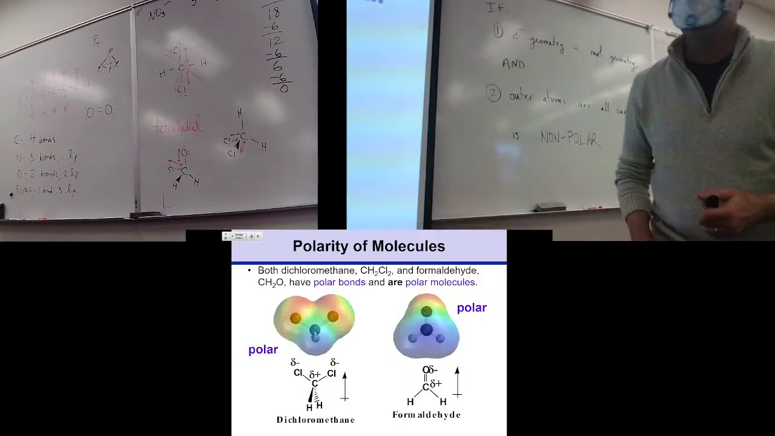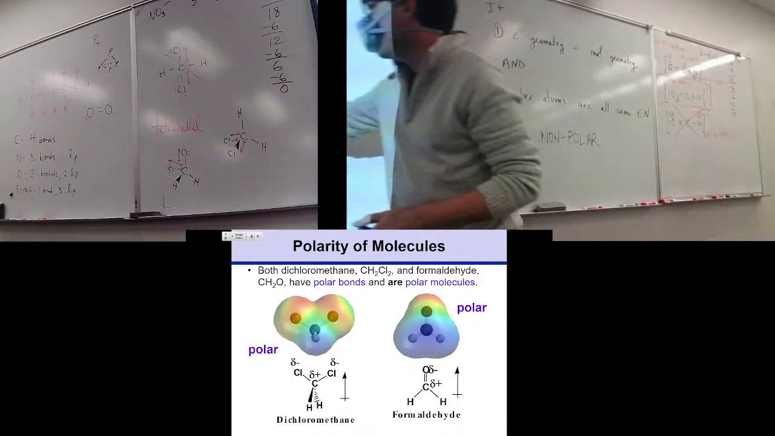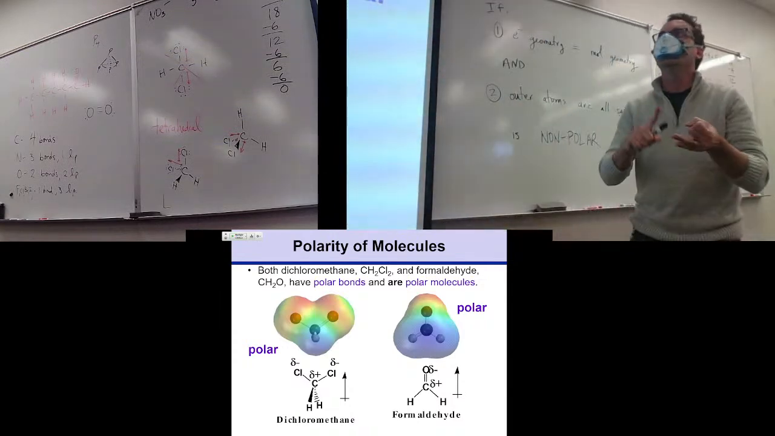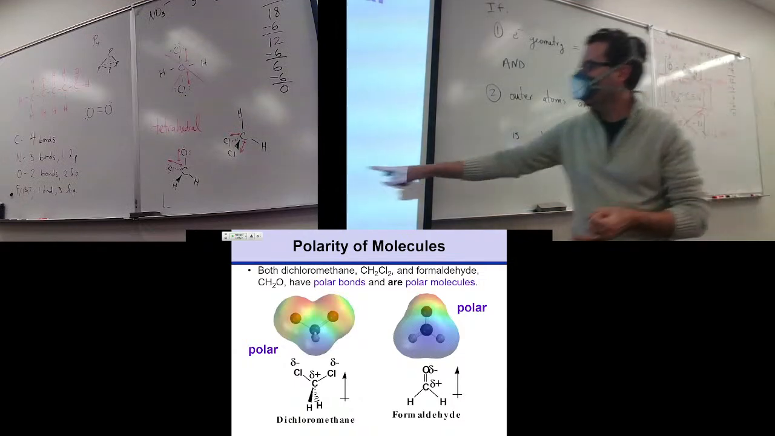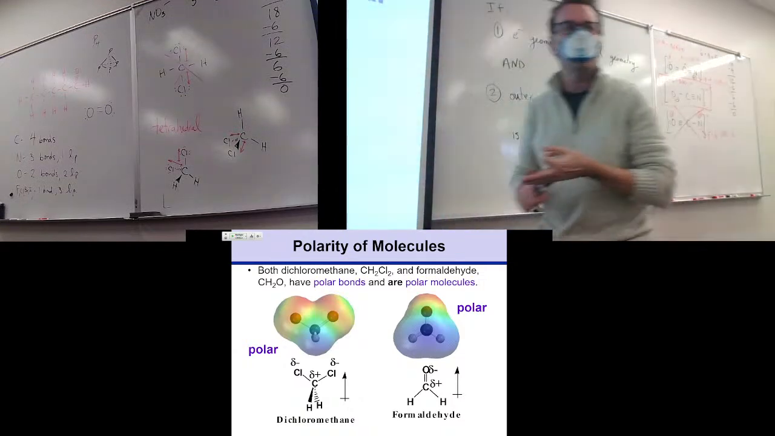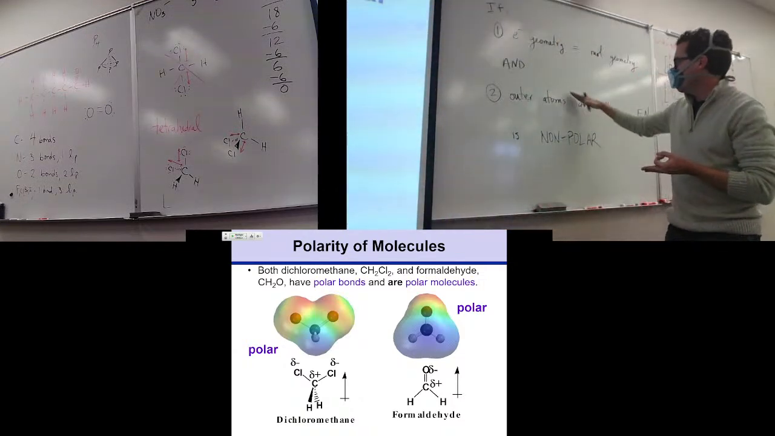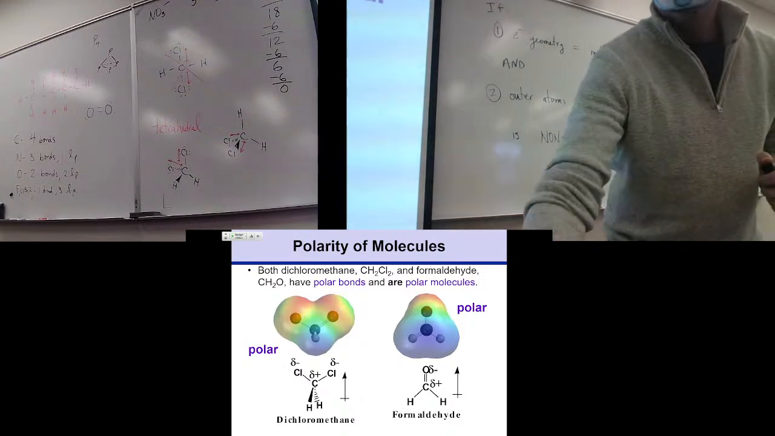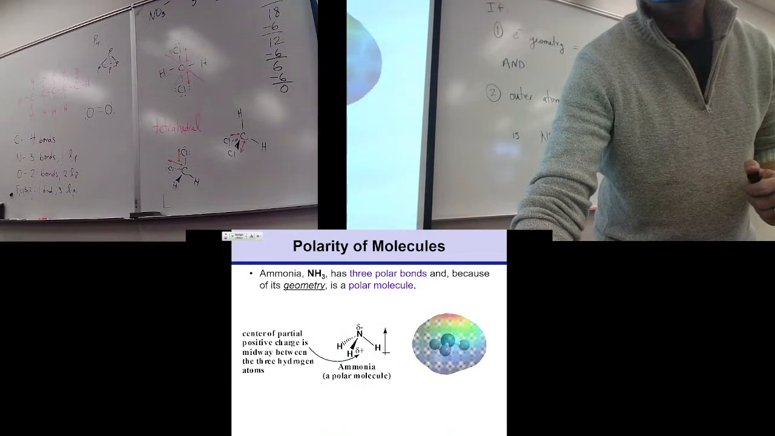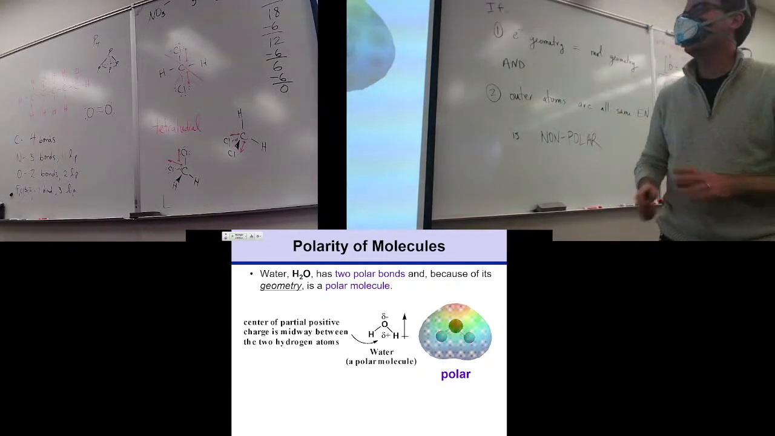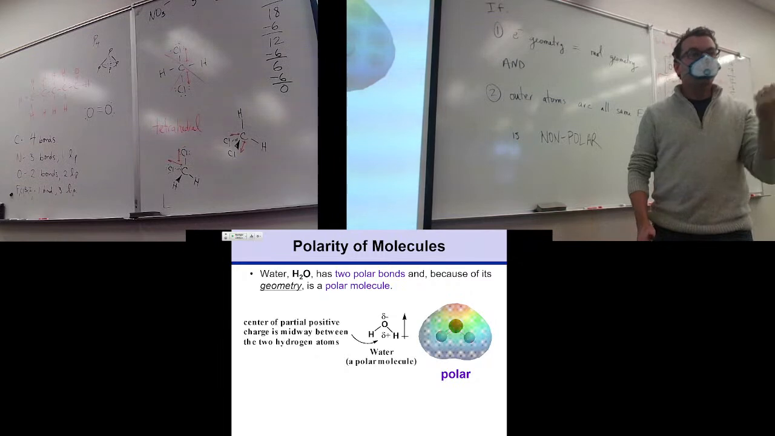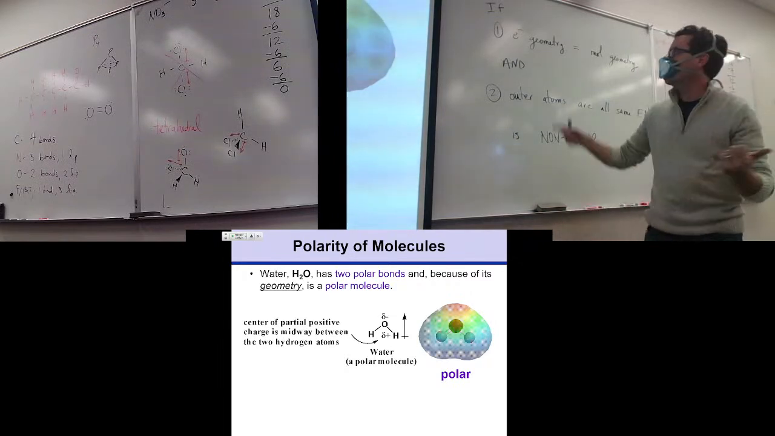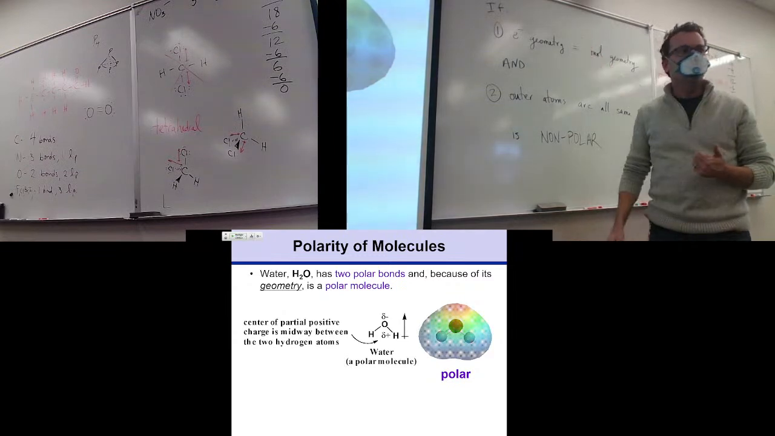Going back to here, so formaldehyde. This is trigonal planar electron geometry, trigonal planar molecular geometry, but then all of the atoms on the outside are not the same electronegativity. So that's no good. It's polar now. What's another one? Water. Here's the example. Water is tetrahedral electron geometry, but it's bent molecular geometry, so that's no good. It's polar.